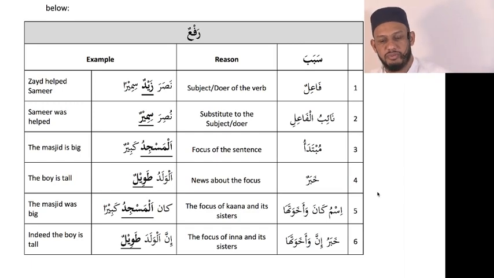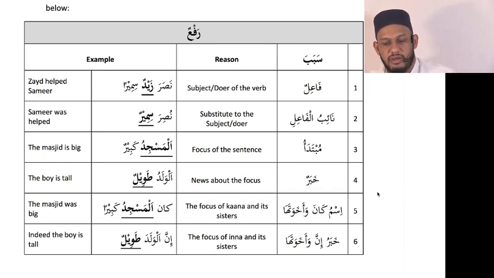All of you should know mubtada, the focus of the sentence. For example, al-masjidu kabirun. The masjid is big. Al-masjid is the focus of the sentence, therefore it's mubtada, therefore it's always in raf'un. Khabrun, news about the focus. For example, al-waladu tawilun. Al-walad is the mubtada, tawil is the khabr. It gives you news or information about the boy. So mubtada and khabr are always raf'un.